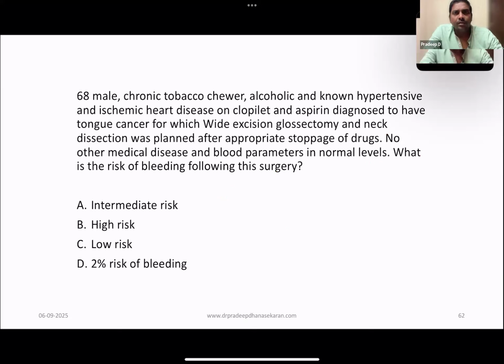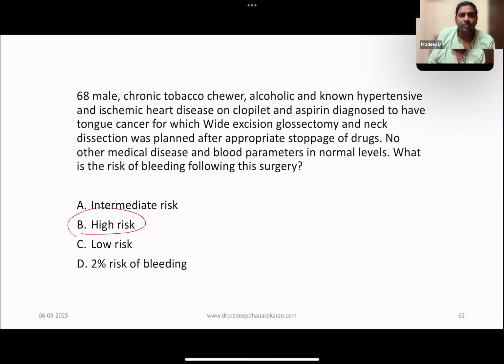Well, this is the next question for you. A 68 male, chronic tobacco user, alcoholic, hypertensive, cardiac patient on dual antiplatelet treatment, for a head and neck cancer surgery after appropriate stoppage of drugs. No other medical disease was observed, and blood parameters are at normal levels. What is the risk of bleeding following this surgery? Any head and neck surgery will have a high risk of bleeding. So the answer is simple.